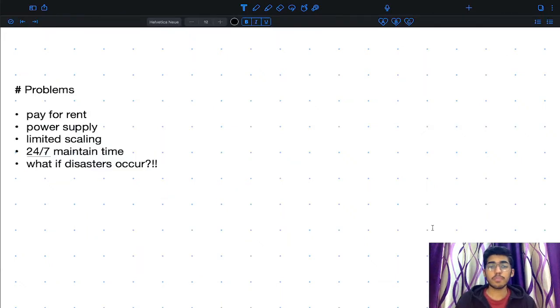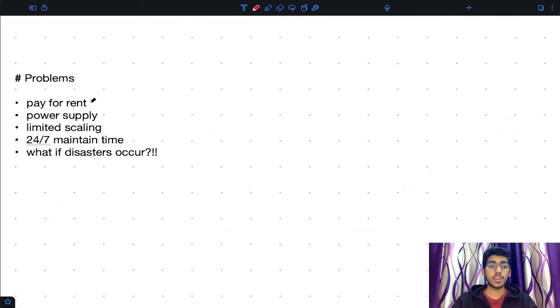Although this approach was followed by a lot of companies and organizations, they faced a lot of issues and problems while following it. The first one is paying for rent. Obviously, you are setting up physical servers and taking up a lot of space, building more and more data centers, so you need to pay rent for those spaces. A lot of the company's cost used to go into paying rent for these big spaces.